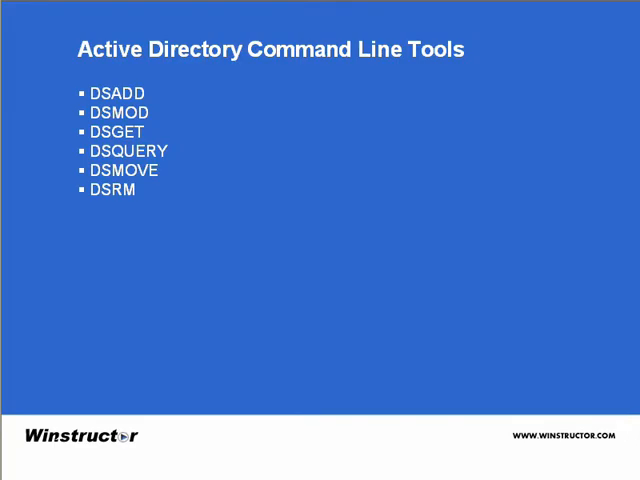Okay, there's 6 directory service commands. Now the first one, dsadd, simply adds objects to Active Directory. dsmod is used to modify objects in Active Directory. dsget displays information about the objects you have stored in Active Directory. dsquery is used to query Active Directory objects that match a certain criteria. dsmove obviously moves objects from one container to another. And lastly we have dsrm, and that's used to remove objects or a complete subtree of objects from Active Directory.